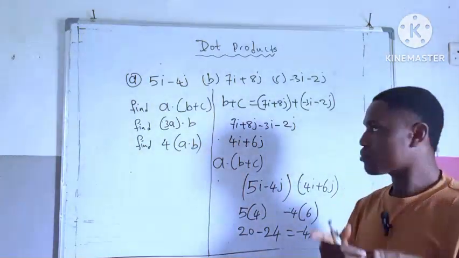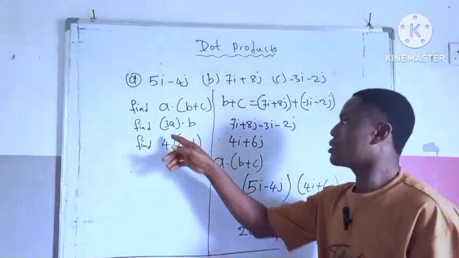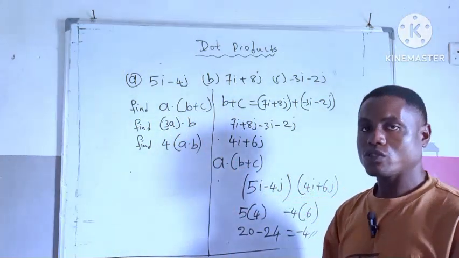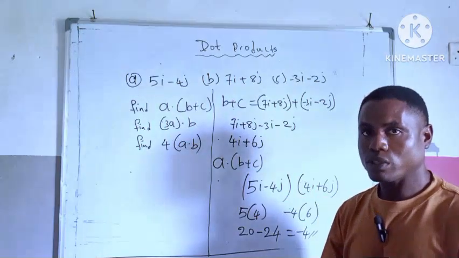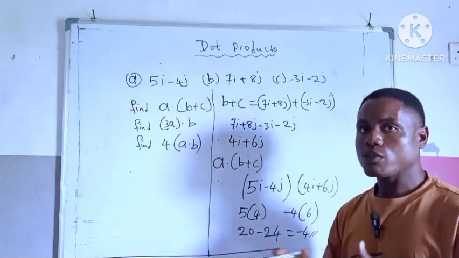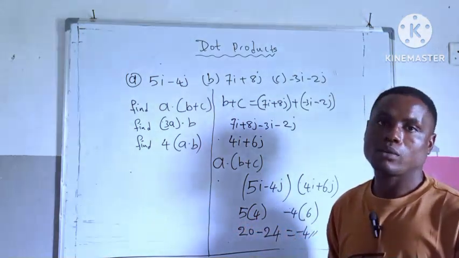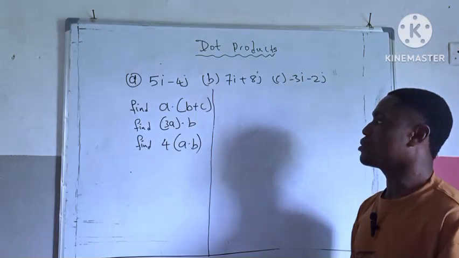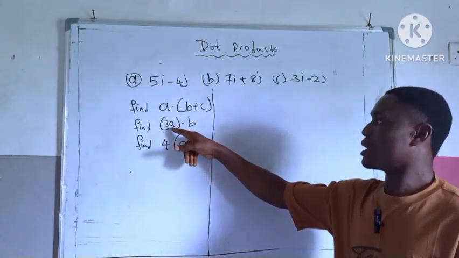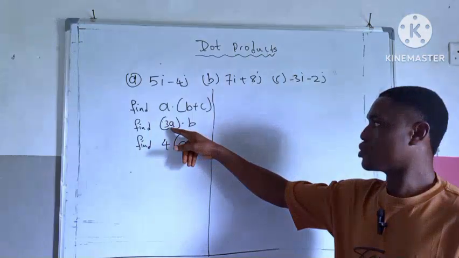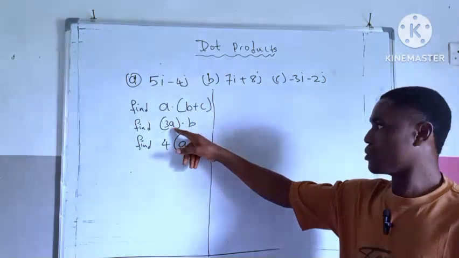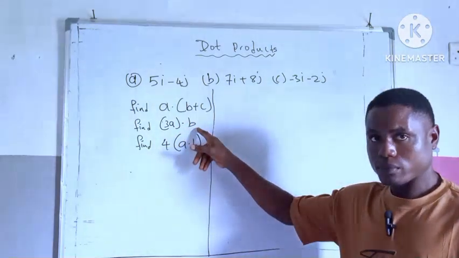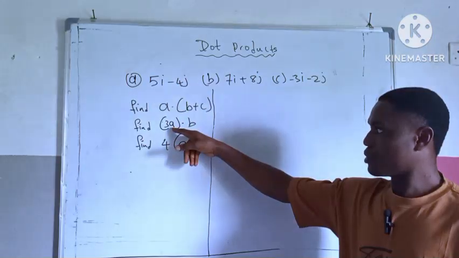Okay, this is what we do. Pause the video, write this question, that is 3a dot b. Try to solve the question. Once you are done solving, then you play the video and watch if your solving is the same with mine. So let's move to the second one. What we need to do is, you can see that 3 is attached to A, right? So we use 3 to multiply the values of A, then we find the dot product of that particular answer with B. Are you getting it?